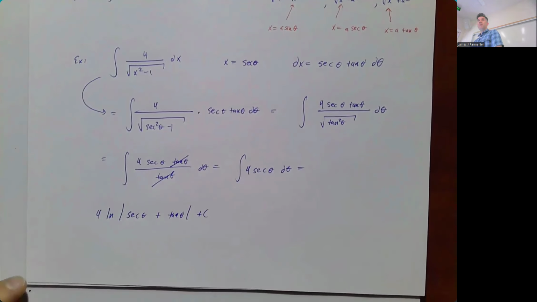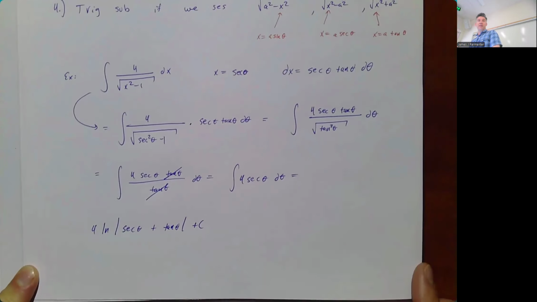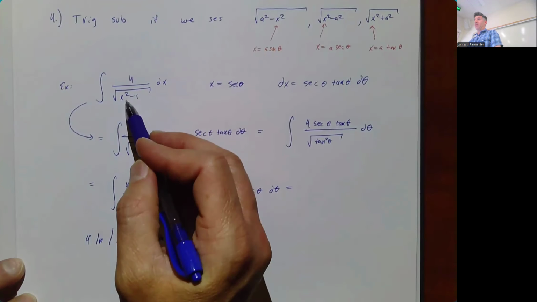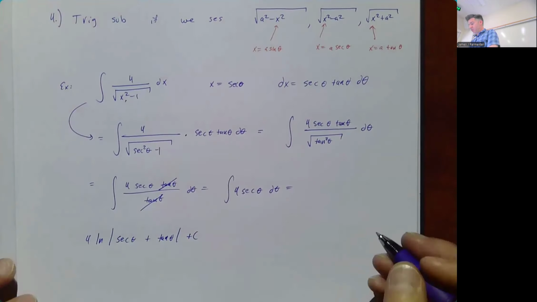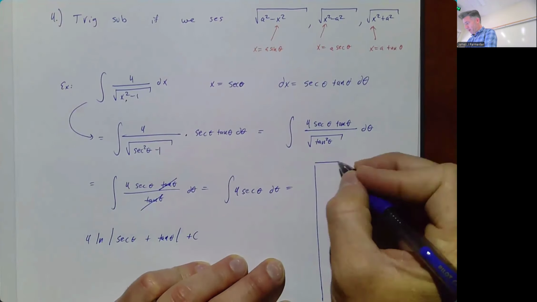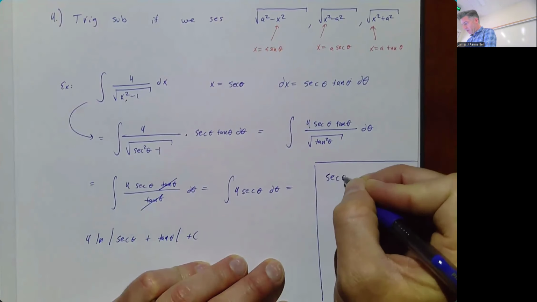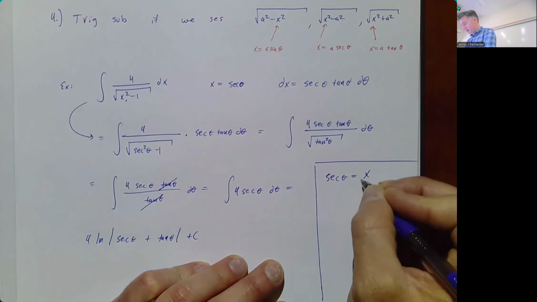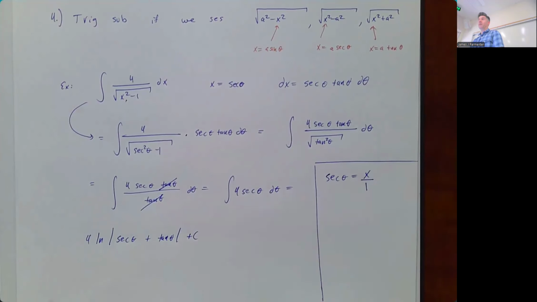And we're not done because we started an indefinite integral with x's as our variable. We better end with x's. So this is where we use the triangle thing. We say, great, secant of theta is equal to x, which is really x divided by 1. And secant is which side over which side?